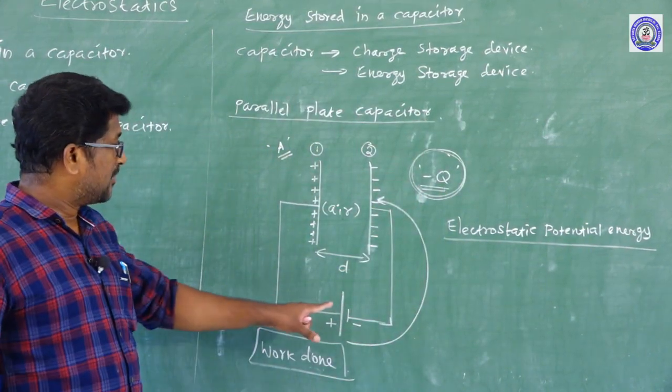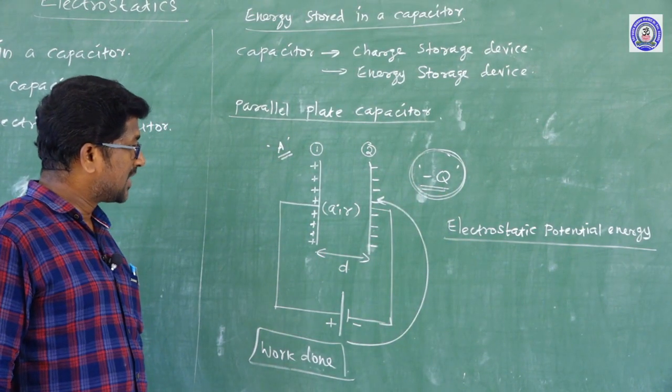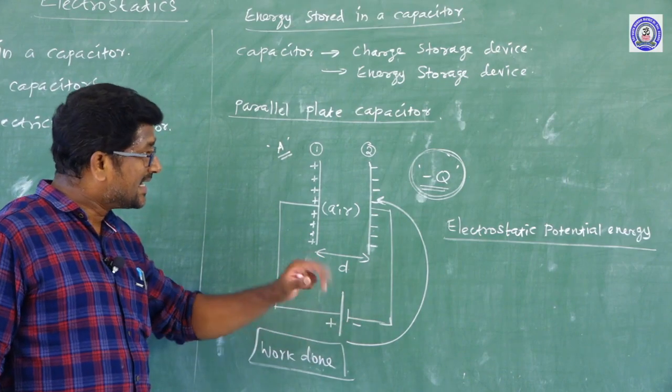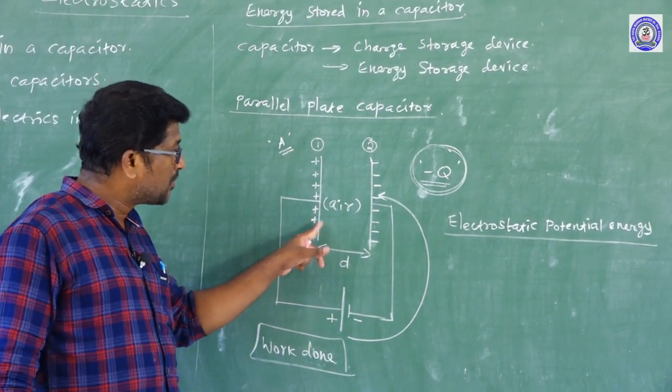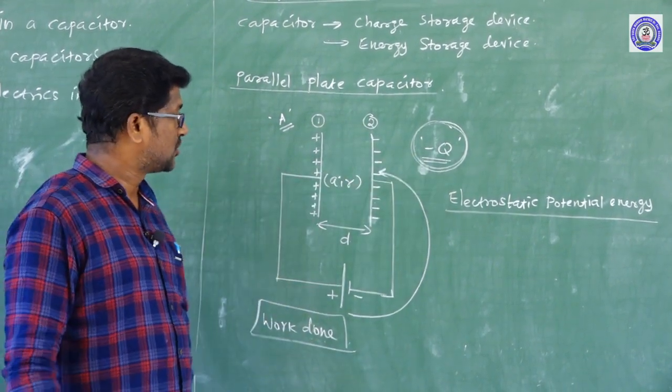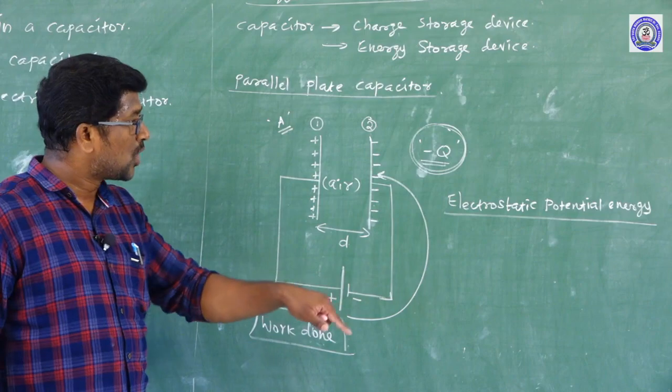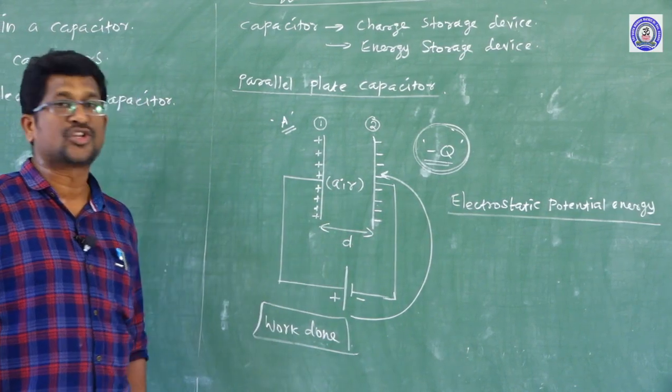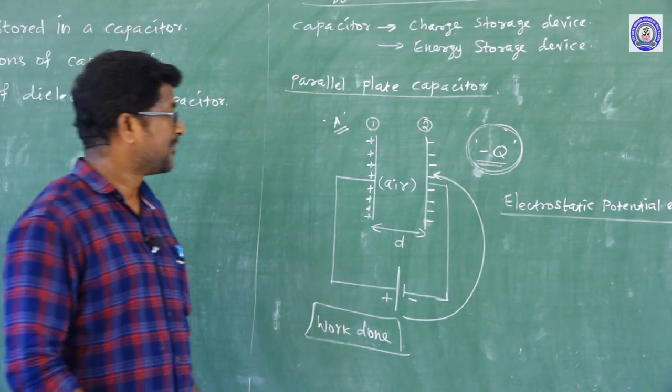Listen, when the battery is connected between the two plates of the capacitor, the power supply transfers the charge from one plate to another plate. So, work has to be done to transfer this charge from one plate to another plate. That work done is stored as electrostatic potential energy in the capacitor, right.